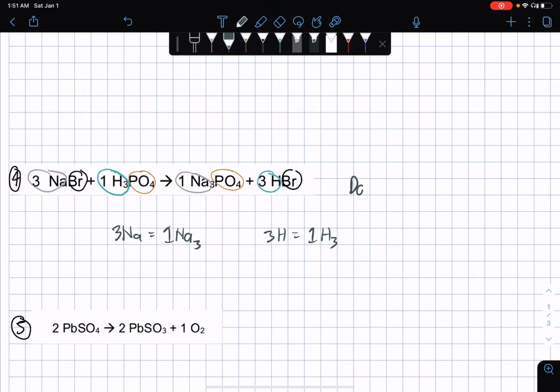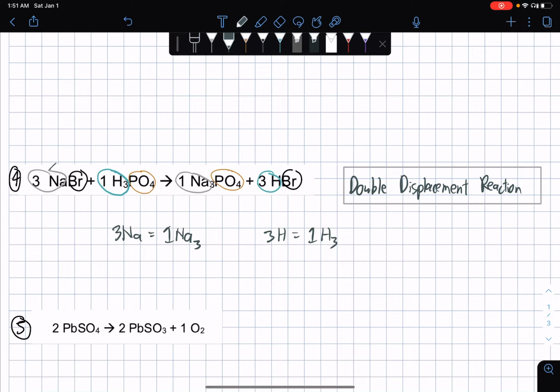So yeah, it's just similar to single displacement reaction, but the process is done twice. We swap twice in the same process at the same time.